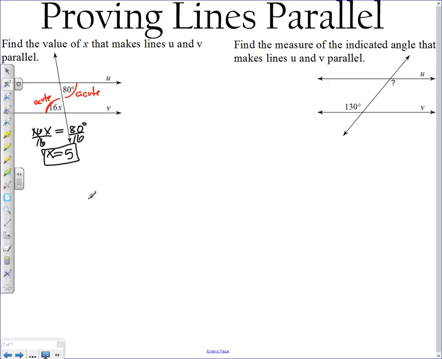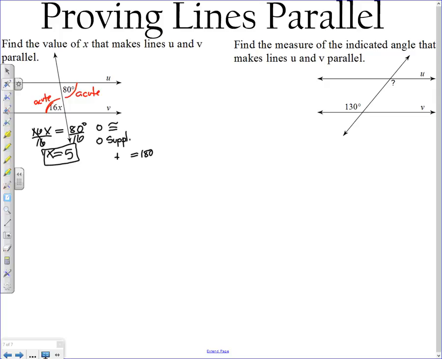Remember, you have two choices. One choice is maybe they're congruent, maybe they're equal to each other. Your second choice is maybe they are supplementary. What supplementary means is that if you add them, one angle plus the other angle should be equal to 180. So you have a choice, either congruent or supplementary. In this example, they were congruent, so they're equal to each other.